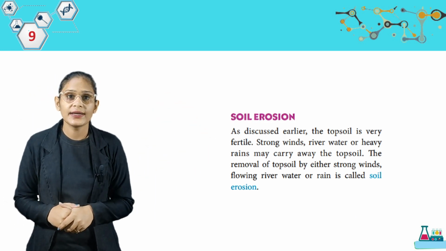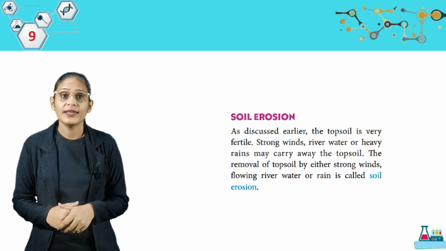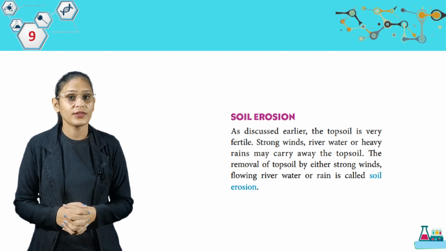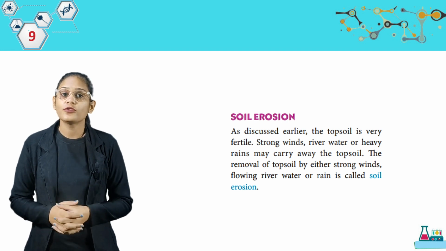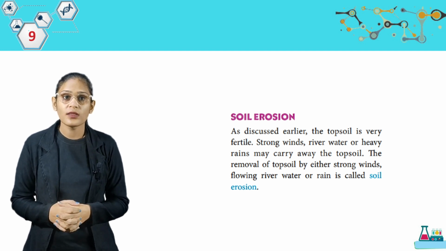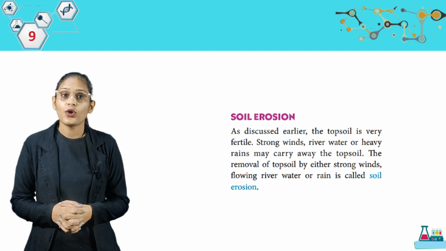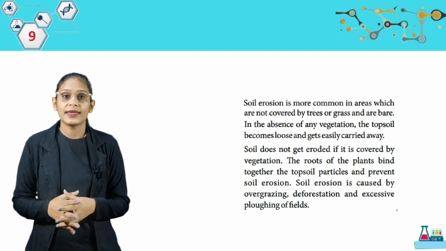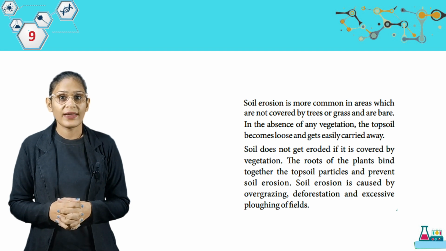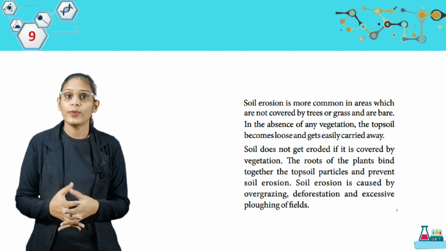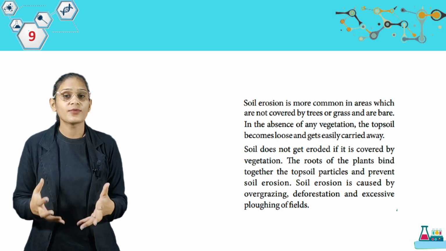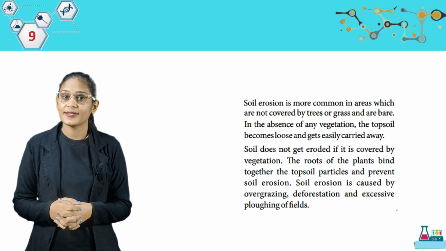As discussed earlier, the topsoil is very fertile. Strong winds, river, water or heavy rains may carry away the topsoil. The removal of topsoil by either strong winds, flowing river, water or rain is called soil erosion. Soil erosion is more common in areas which are not covered by trees or grass and are bare. In the absence of any vegetation, the topsoil becomes loose and gets easily carried away.